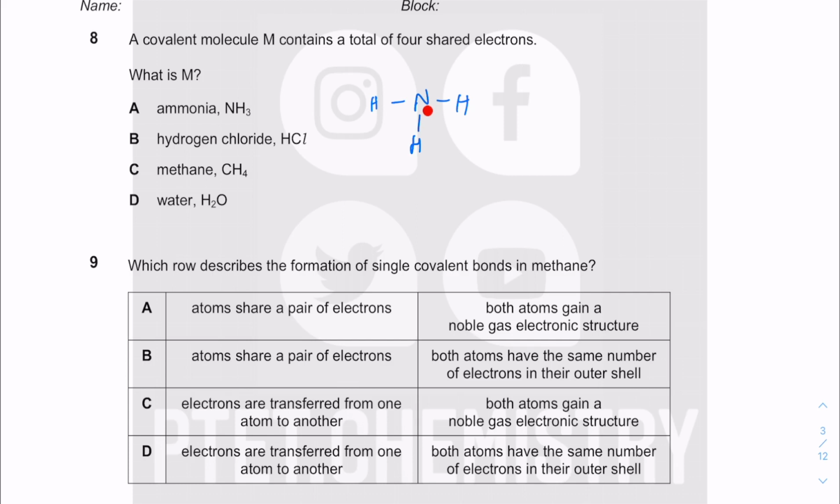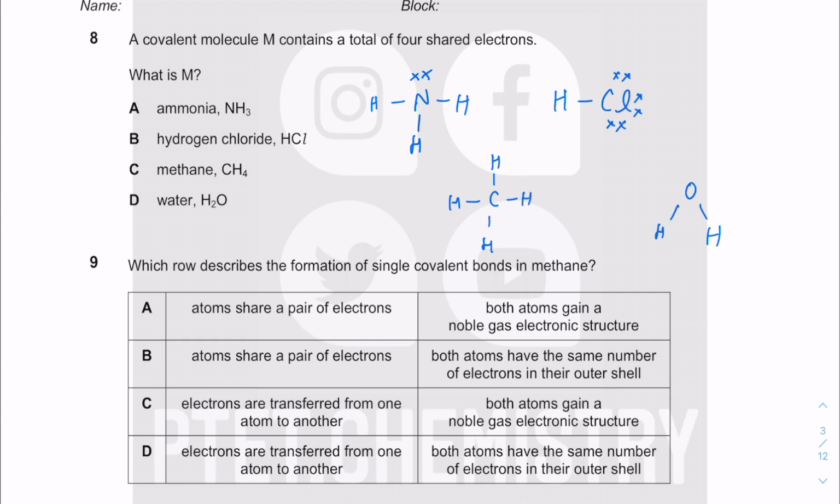Nitrogen is in group 5. It's got 5 outer shell electrons. It uses 1, 2, 3 for bonding. It still has 2 more electrons. Okay, HCl. Chlorine is in group 7. It only uses 1 out of 7 for bonding. Hydrogen uses the only 1 electron it has for bonding. So methane, CH4, uses all 4 of its outer shell electrons for bonding, and these are hydrogen, so they use their only electrons for forming covalent bonds already.